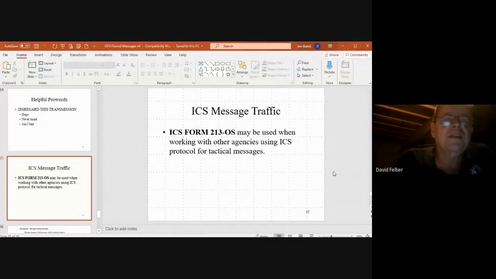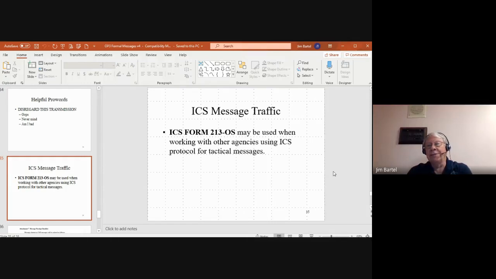ICS message traffic, ICS form 213 may be used when working with other agencies. It uses the ICS protocol for technical messages. I don't have a sample of it, so that's one you'll have to get a copy of. Again, if you're doing a multi-agency mission, the communications unit leader should have all the forms necessary. Should have. And that is soon going to be the responsibility of each radio operator, by the way, to come with forms. But that's to come. That's not at the current day and time. So, okay.